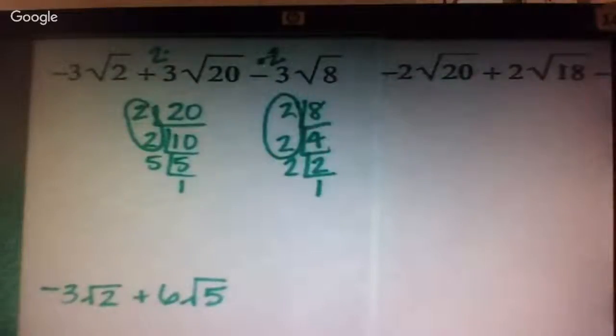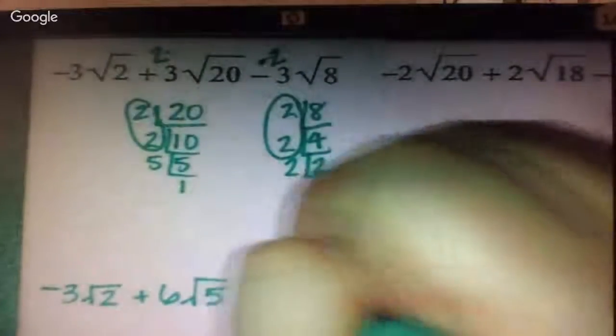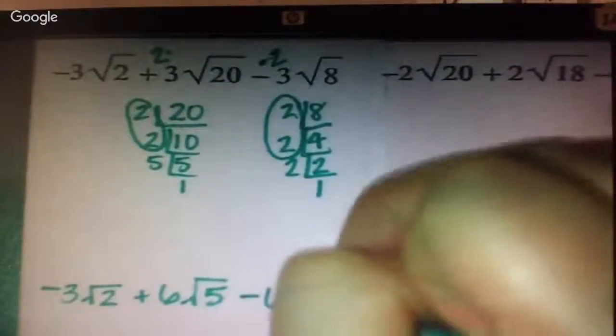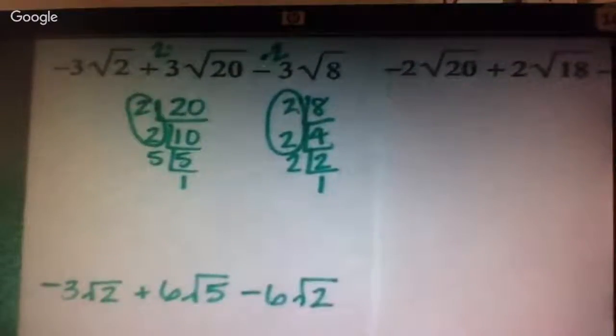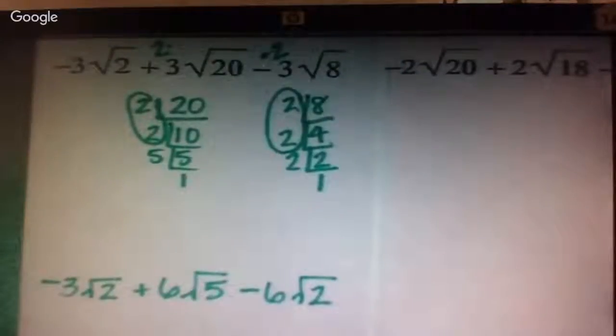Okay, I already have a negative 3 out front. I need to multiply that by my 2 that I'm bringing out front. So negative 6 square roots of 2, because you have a 2 left over.